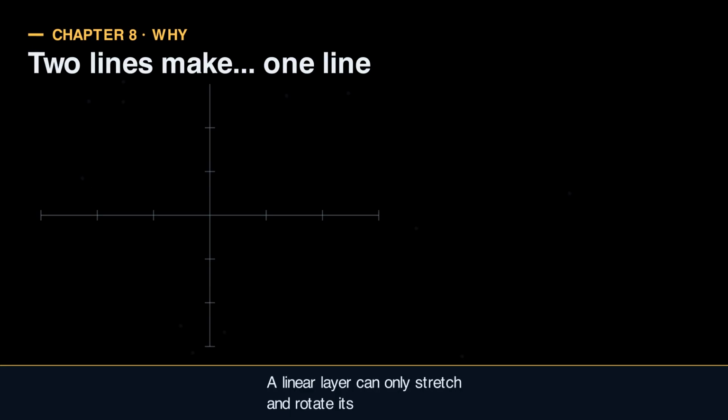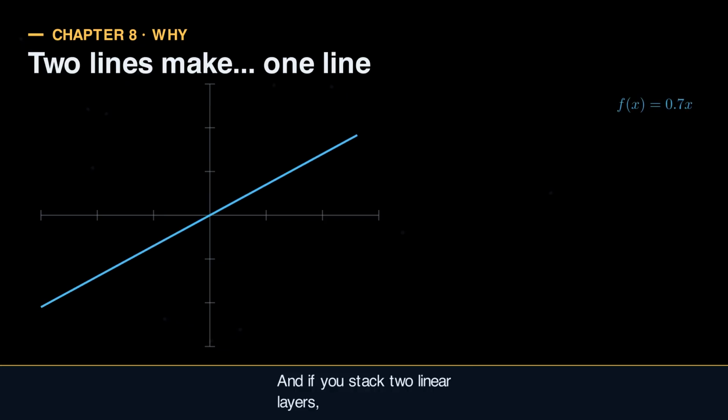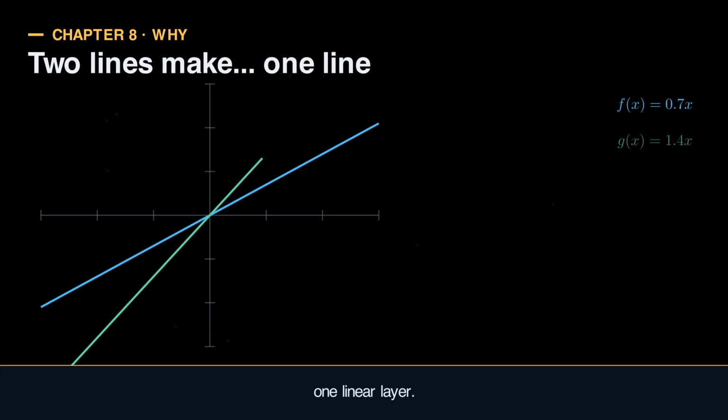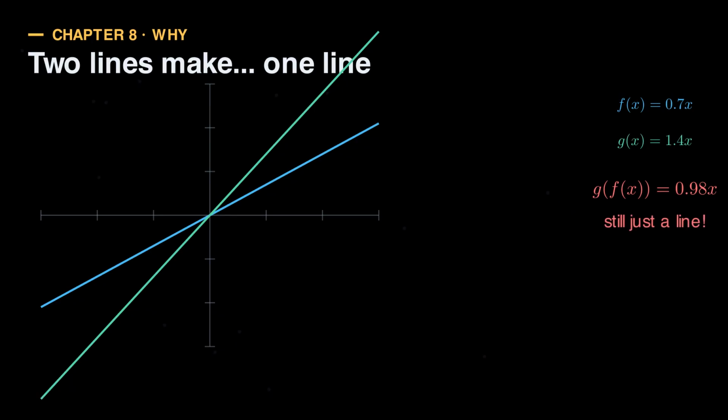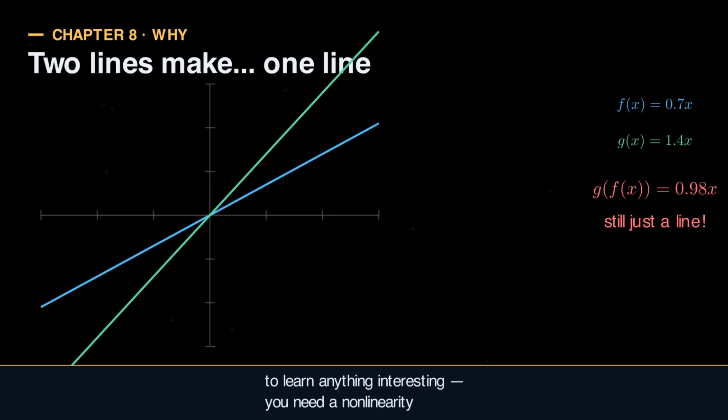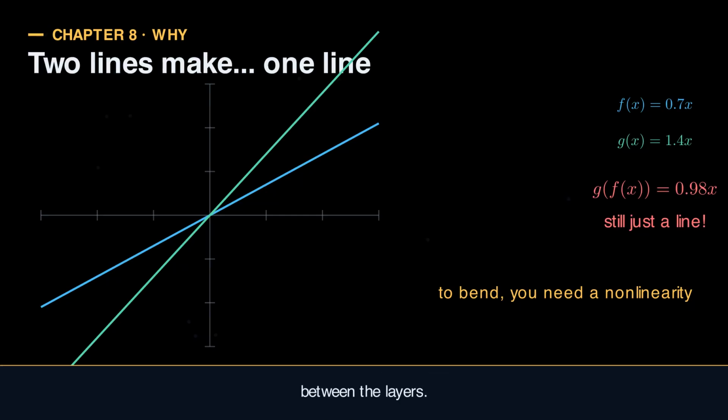A linear layer can only stretch and rotate its input. And if you stack two linear layers, the result is still just one linear layer. A line feeding a line is a line. No matter how many you pile up, a purely linear network can only draw straight relationships. To bend, to curve, to learn anything interesting, you need a nonlinearity between the layers.